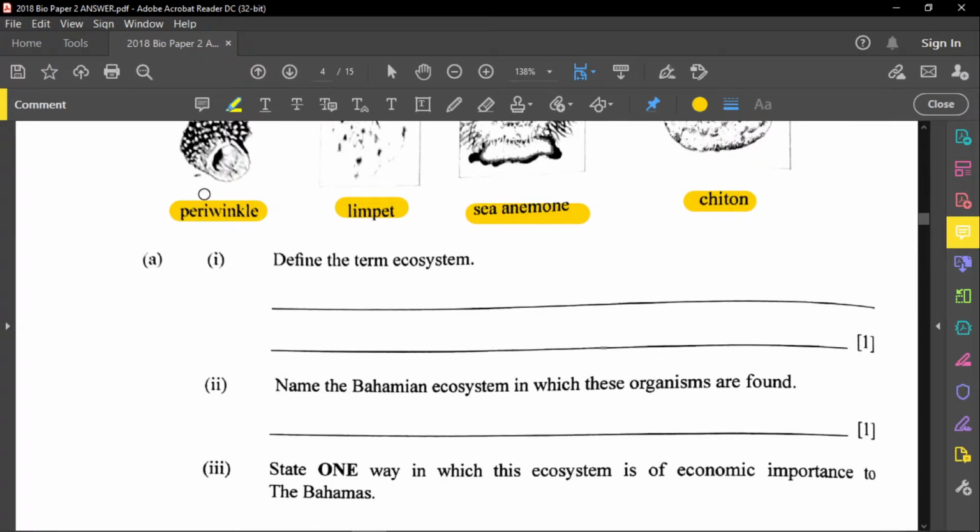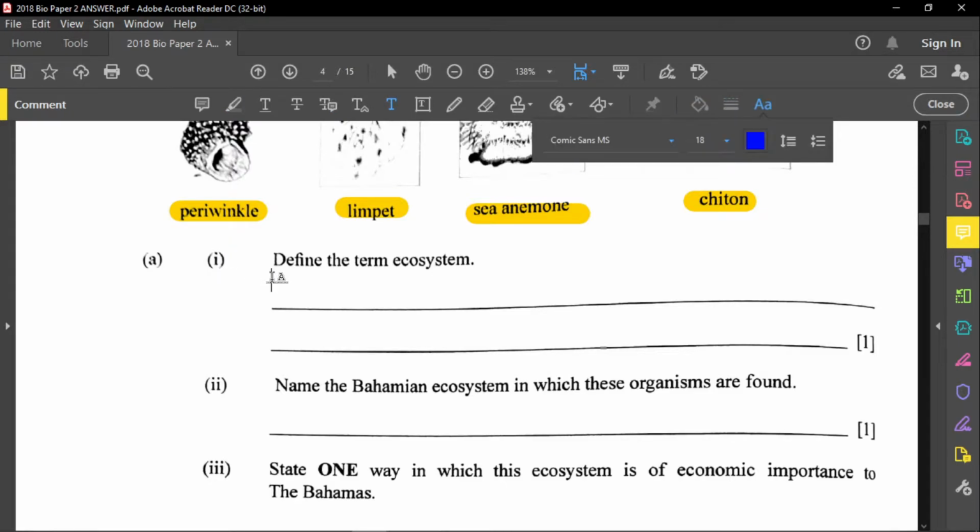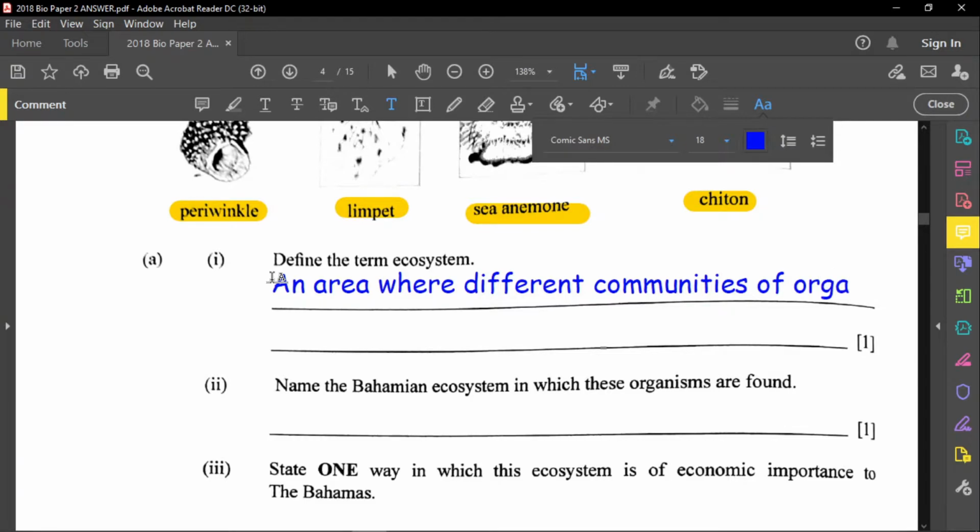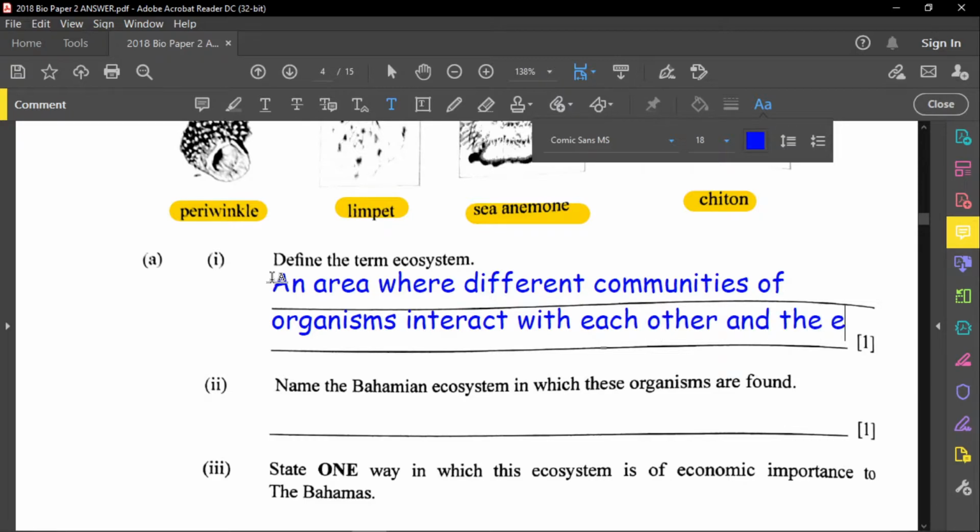And so an ecosystem is an area, so I'm going to write it here, an area where different communities of organisms interact with each other and the environment.